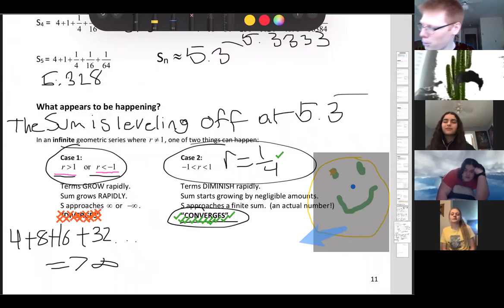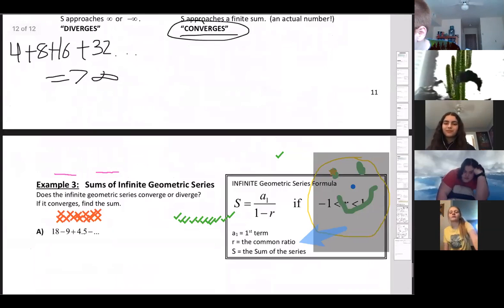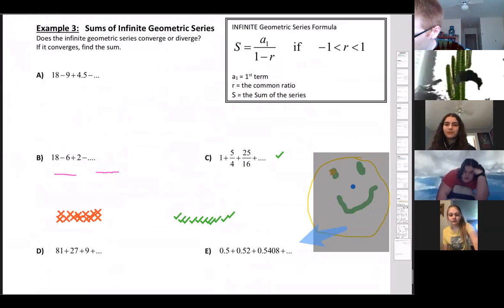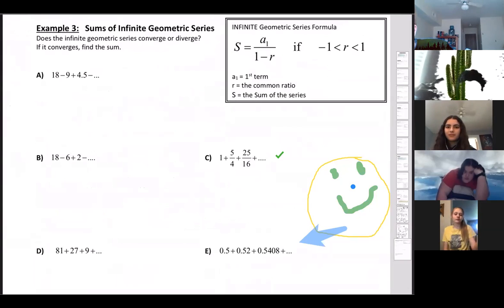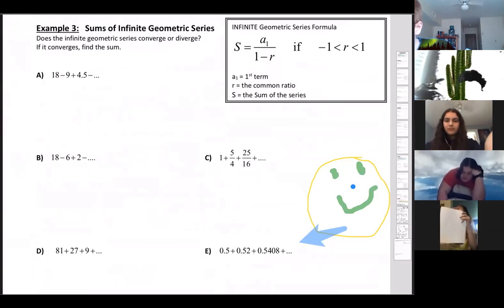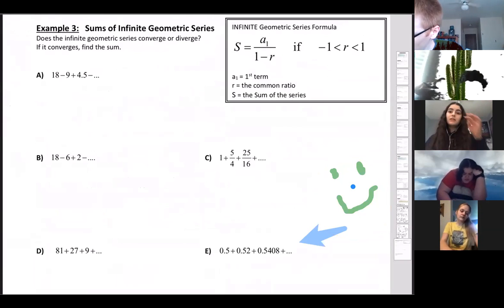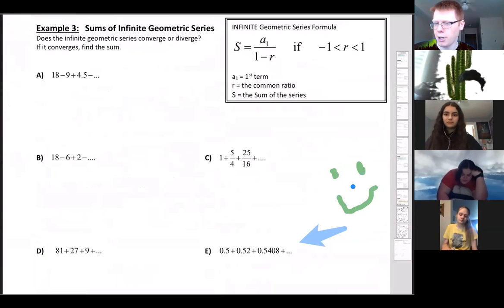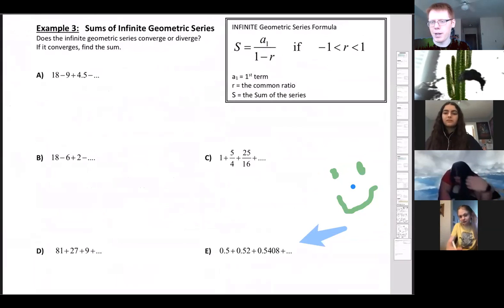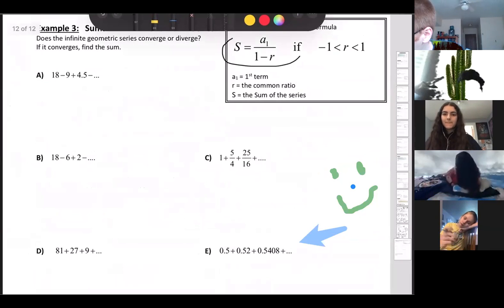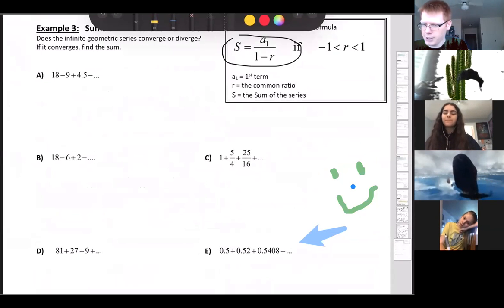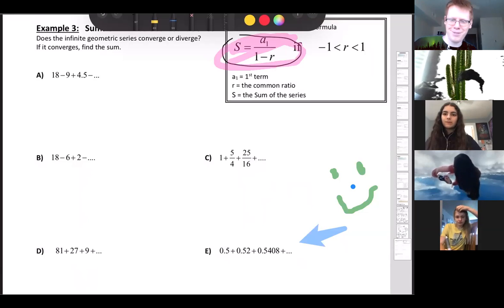Okay? So let's look at some examples of these infinite series. It says example 3, sums of infinite geometric series. Does the infinite geometric series converge or diverge? If it converges, find the sum. Over here on the right in this box, there's a nice formula to figure out what it converges to. Instead of listing all the sums like we did in that previous example to see what it got closer to, this formula will give you that result without as much checking yourself. But you could list out a bunch of sums if you want to see what it gets closer to, but we'll see.